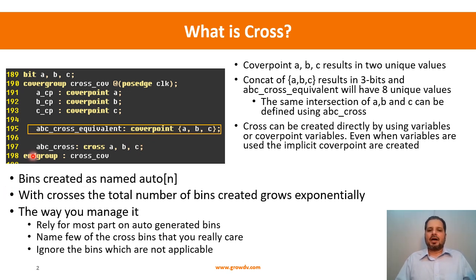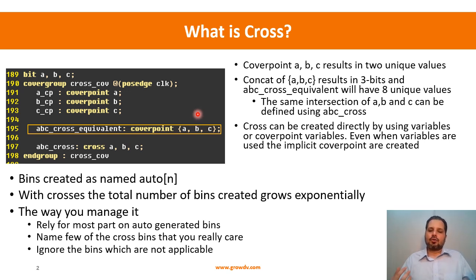And then whenever you define the cross, the bins will get automatically created, and they will use this naming called auto n. Okay, we will look into it in a little more detail as we go further. And then with the crosses, the total number of bins will grow exponentially, right? Here itself, if you can see, with these three, it has become 8 already. So individual cover points had only 2, but with 3 cover points put together, it has become 8.